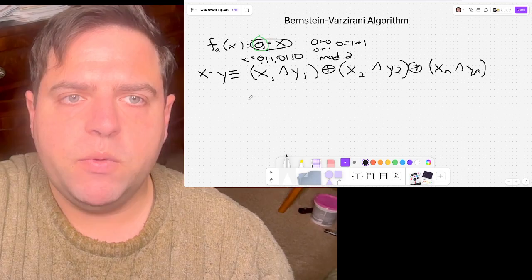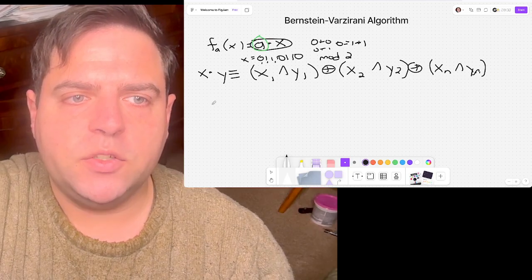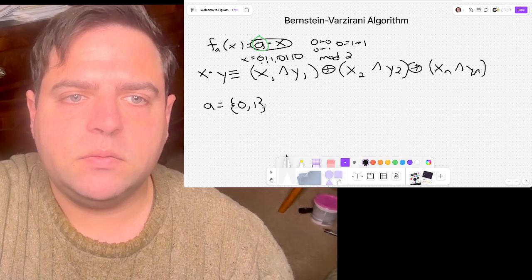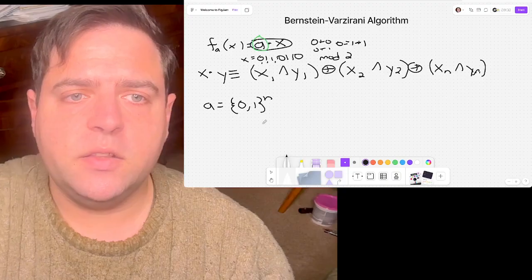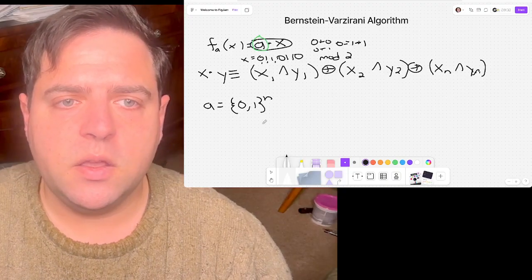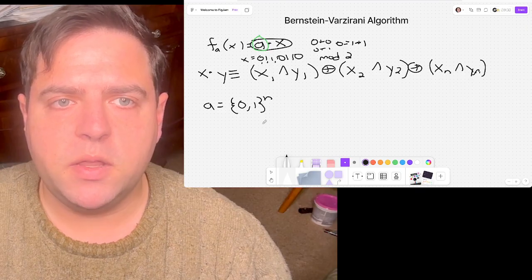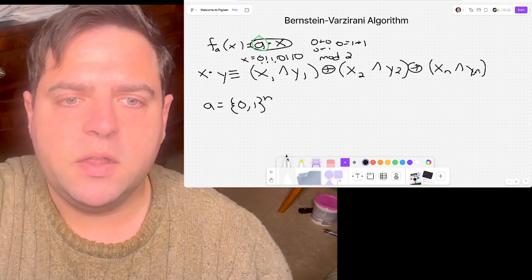And classically, we would need to make n queries where a is an n-bit string, where n is the size of the string. However, with quantum computing, we only need to make one query, and I'm going to show you the circuit to do that.